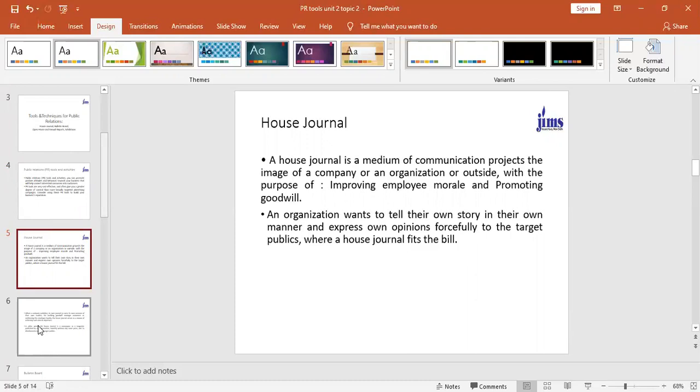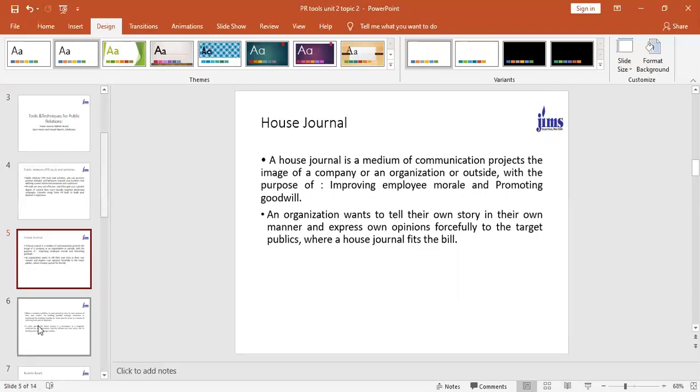A house journal is a medium of communication that projects the image of a company or organization to the inside or outside, with the purpose of improving employee morale and promoting goodwill. An organization wants to tell their own story in their own manner and express their own opinion forcefully to the target publics, where a house journal fits the bill. Basically, a house journal is where you talk about your organization, the work it does, the stories related to the employees, the profits, whatever is happening in the organization.